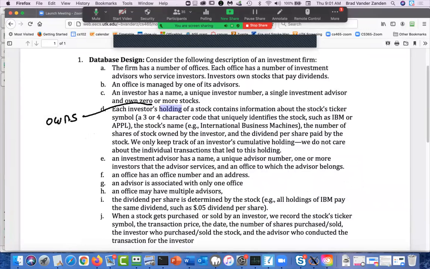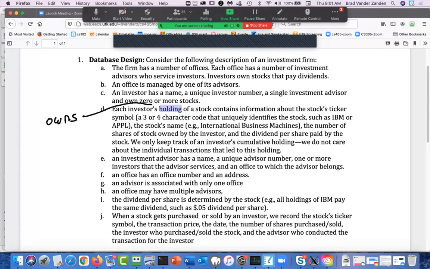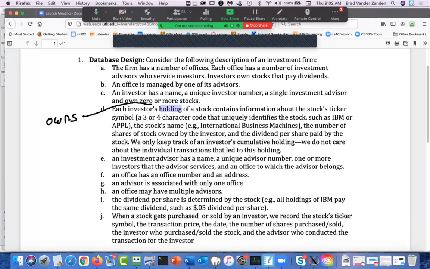So right here, D is actually giving us information about the owns relationship. Each investor's holding is equivalent to investor owning a stock. Okay, so this is where some of you would try to create an entity for holding, and it's not what you want. It is part of the owns relationship.